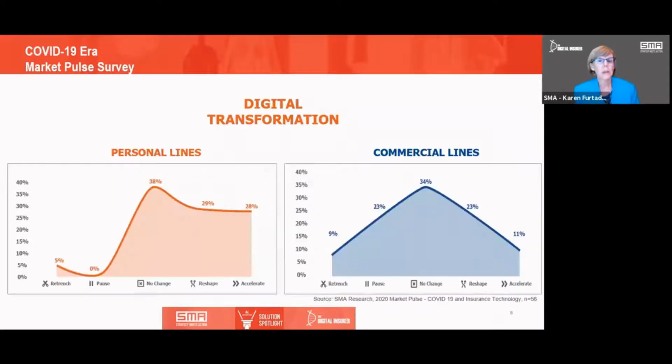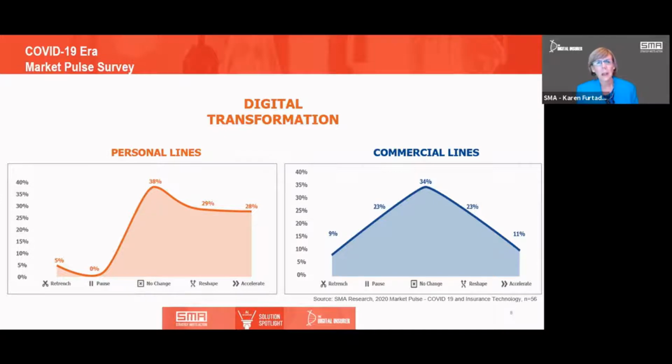Go back one slide. We did find that insurers were considering, we saw them in 5 areas, whether they were retrenching, meaning cutting. You know, the reaction was to cut budget right now in digital transformation. Or were they pausing? Were they not making any change? Were they reshaping? And were they accelerating?